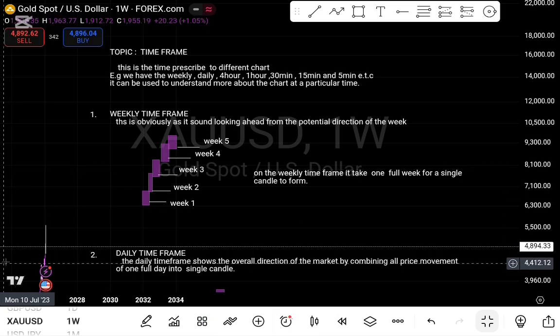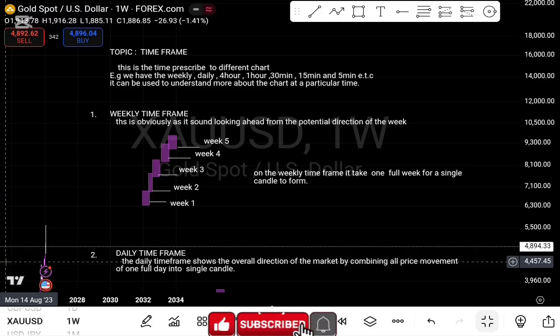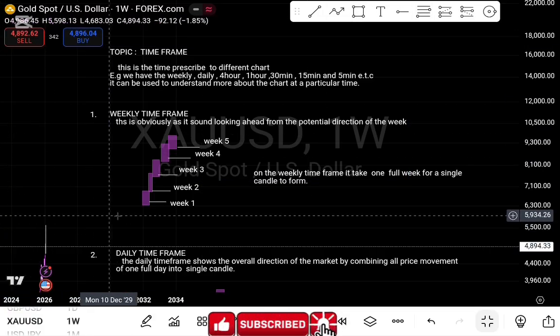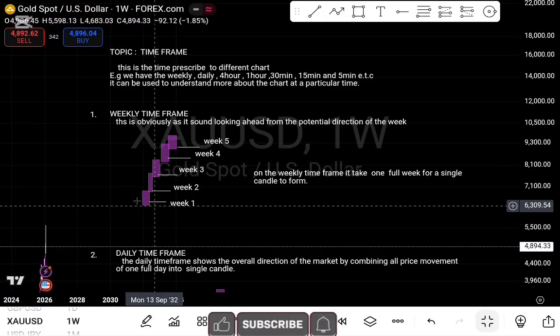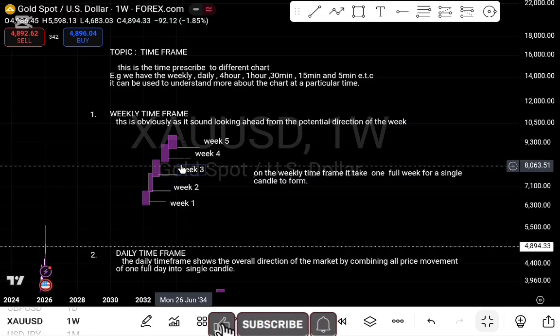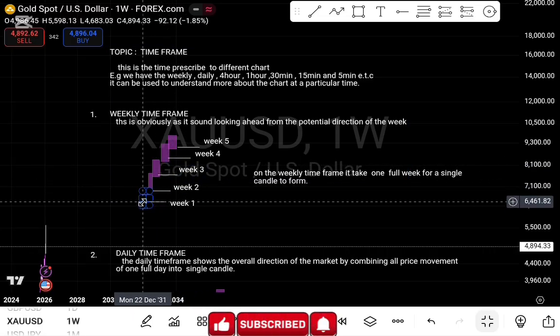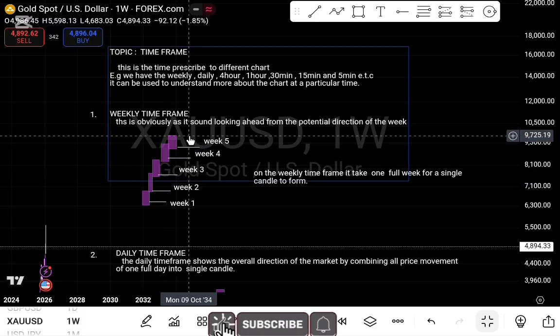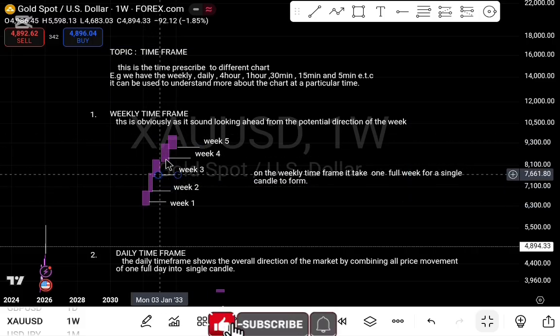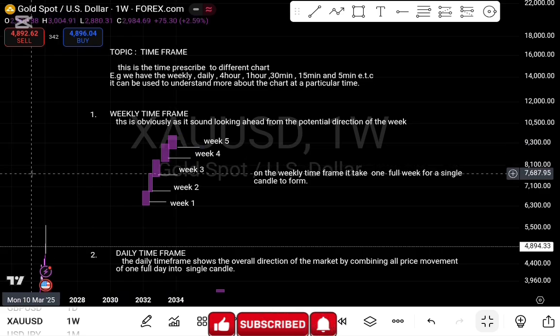Wow, that's amazing. It takes one whole week for just one of these candles to be formed. As you can see here, this is week 1. This is candle for week 2, candle for week 3, candle for week 4, candle for week 5. So it takes 5 weeks, that is a month and 1 week, for these candles to form.